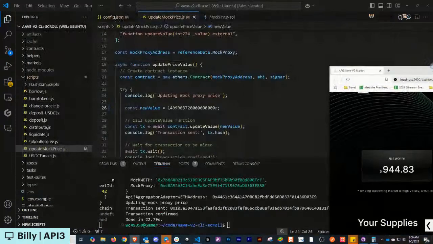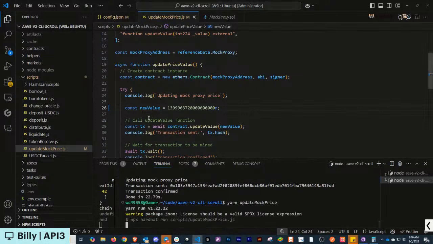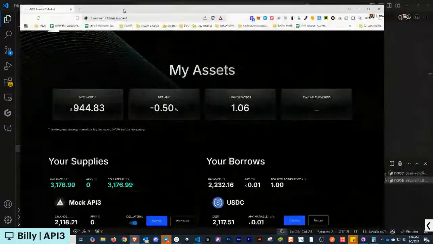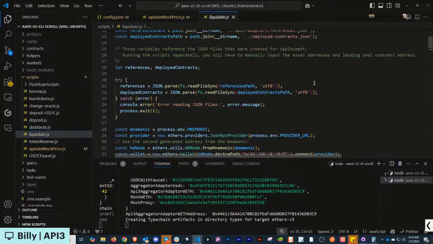But let's go ahead and change it back, because this is a liquidation workshop, not an oracle workshop. So I'm going to update that mock price again. It's going to run through the scripts and then it'll update again. So while it's doing that, let's go into the liquidate position here.